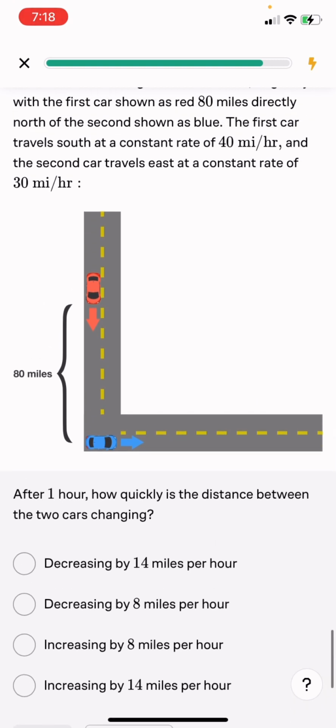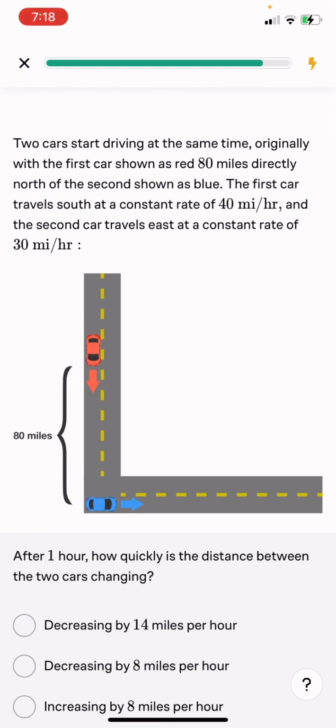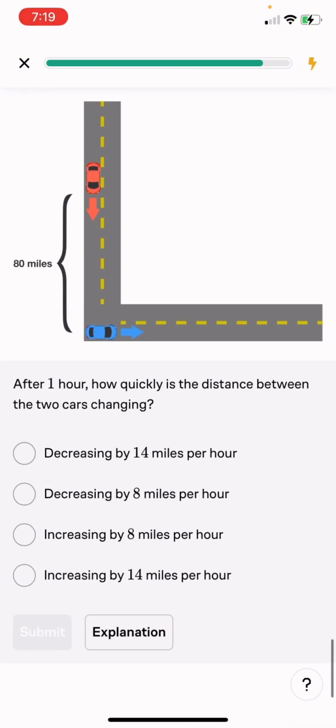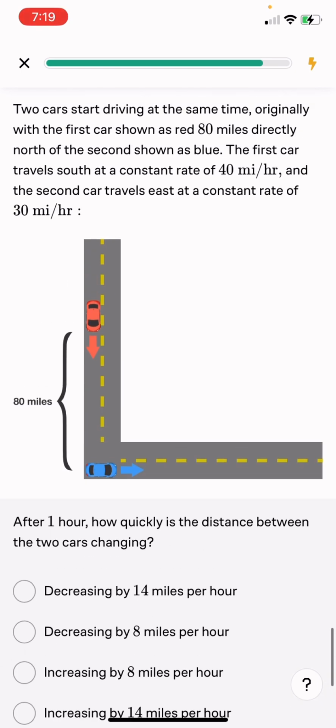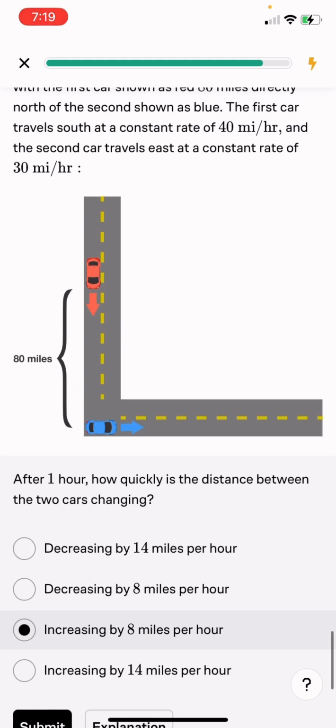Increasing. Her car is right 80 miles directly north. Increasing by 8.